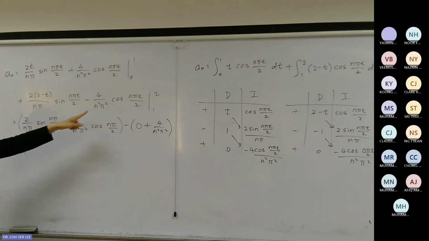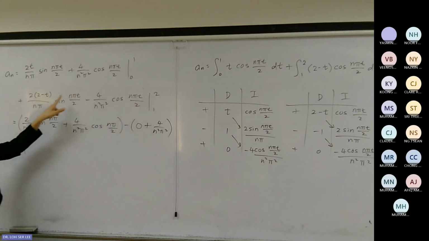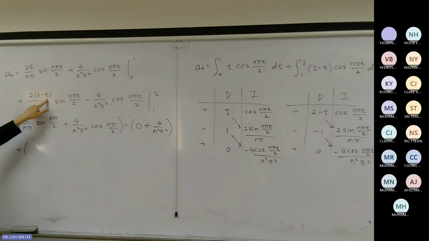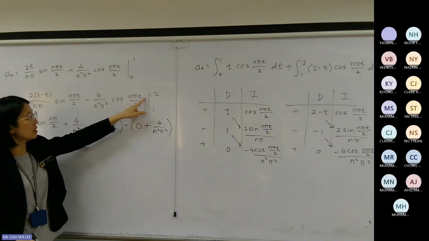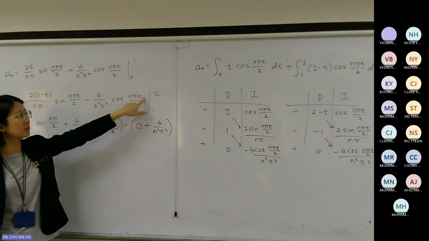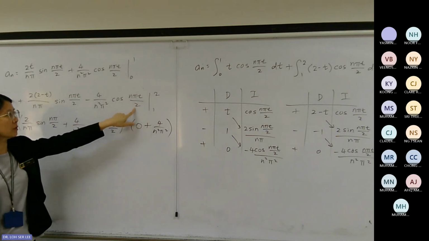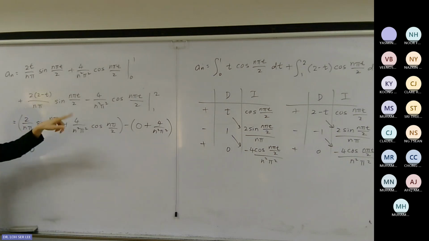The next line, 2 into t. Okay, 2 minus 2, 0. This means this term is gone. When t is 2, cancel out the 2 with this 2, you have cos n pi.